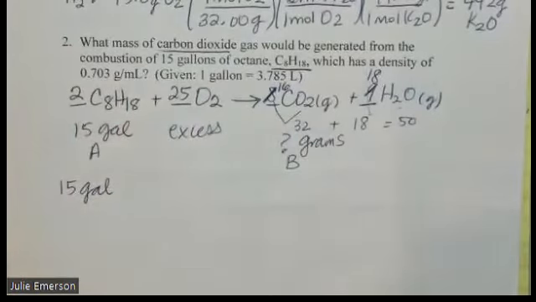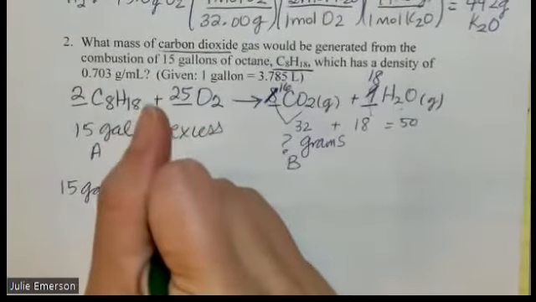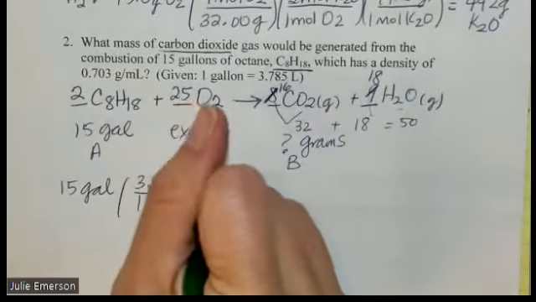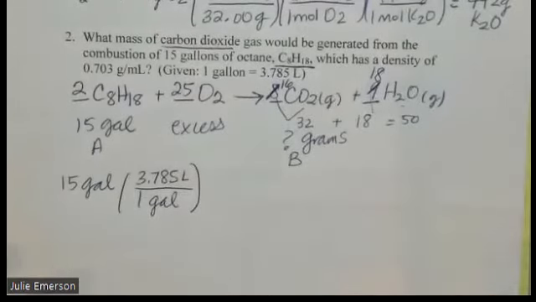So I have 15 gallons of the octane. What I remember is that a gallon is 3.785 liters. That was one of the conversions in chapter 1 that I did want you to remember. Now, where do I go from here? We've gotten very used to doing mass to moles. What happens if we have a pure liquid like octane? What do we do for that?